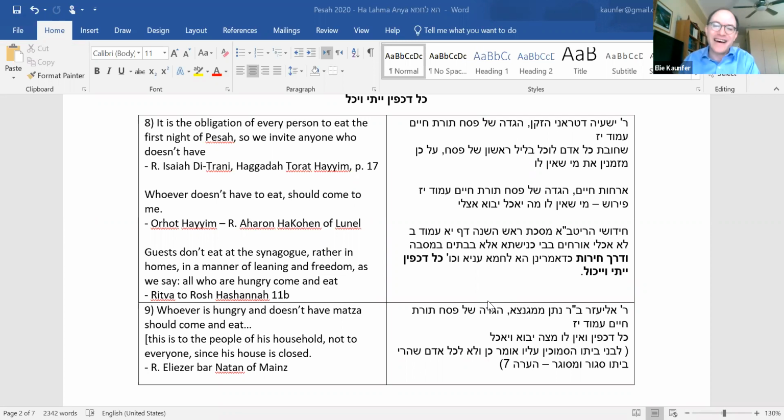The Ritva says, guests don't eat at the synagogue, rather in homes, in a manner of leaning and freedom, derech cherut. As we say, all who are hungry, come and eat. Everybody should come and eat. So there is a way in which we read it like this. I don't want to take this interpretation away from people, which is to say, yes, when I say kol dichvin yeteh v'yechol, part of what I mean, or maybe in some contexts what I mean, is anybody who is hungry should come inside my house and sit down at the table and eat the food that I am serving.